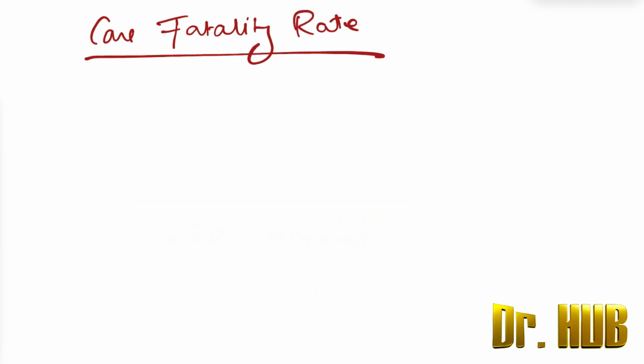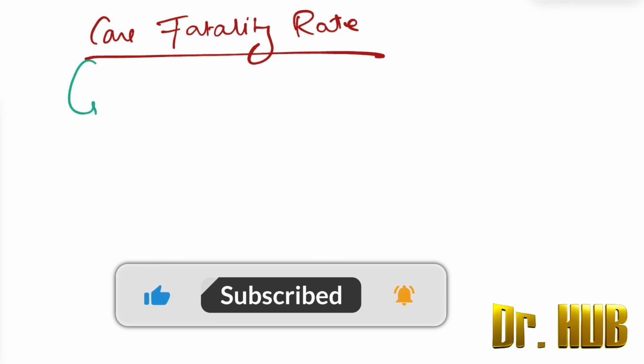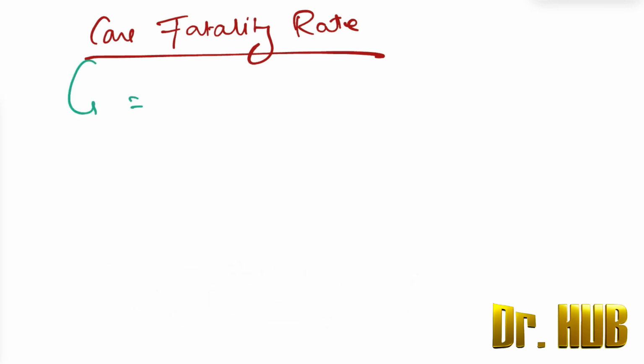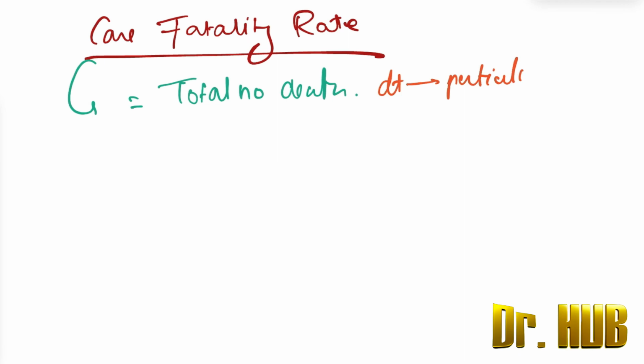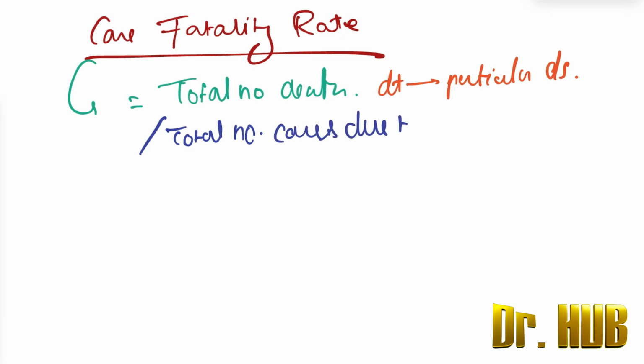In the case fatality rate, the formula is the total number of deaths due to a particular disease, divided by the total number of cases due to the same disease. Then you multiply the entire thing by 100.